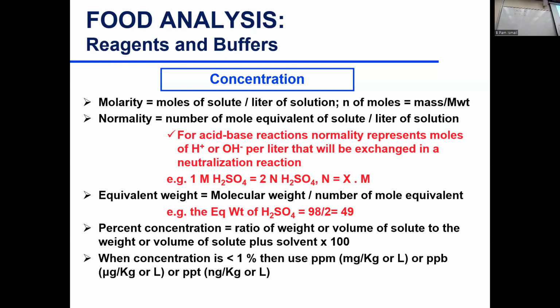Percentage concentration is the ratio of weight to volume, or volume to volume, or weight to weight, in 100. So grams per 100 grams, milliliters per 100 milliliters, or grams per 100 milliliters. With percent, we always indicate weight by volume, volume by volume, or weight by weight, so whenever I give you a percentage, I will declare which one it is. And then when the concentrations are really low, under 1%, very small concentrations, we can report them as parts per million.